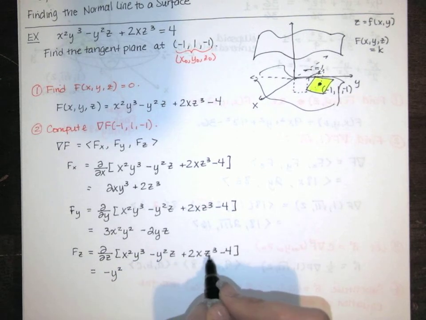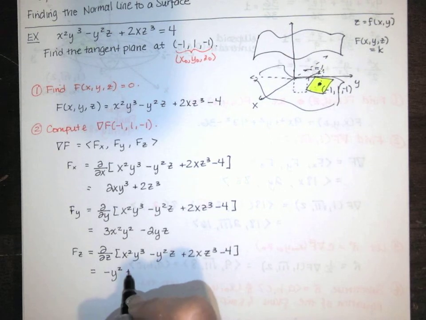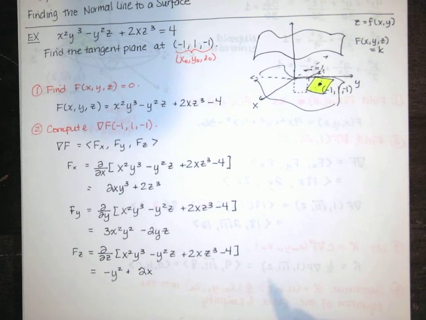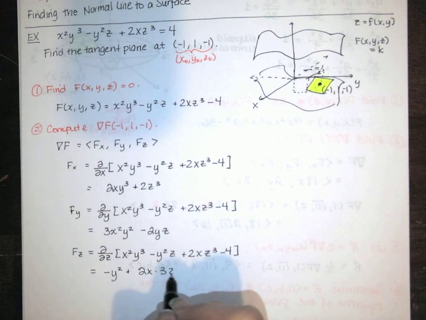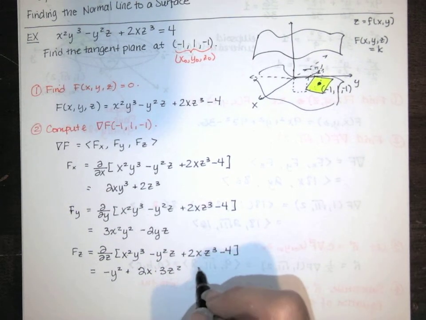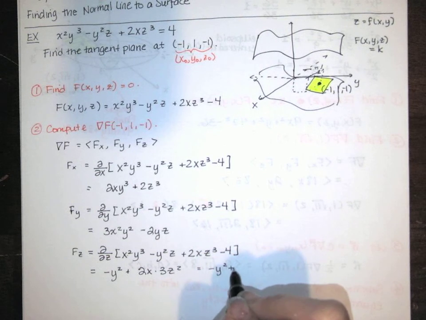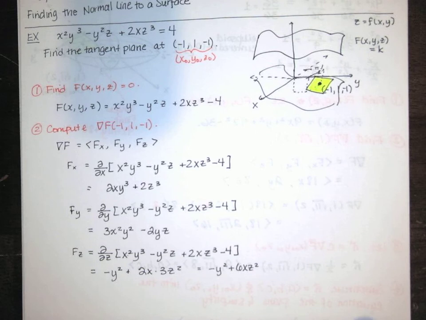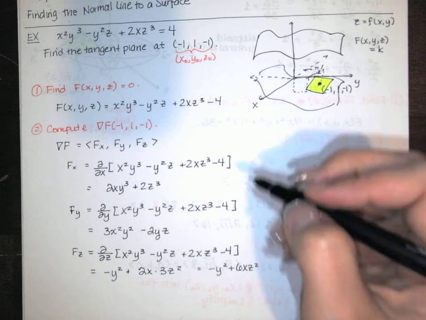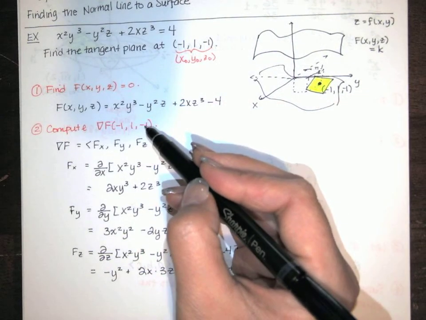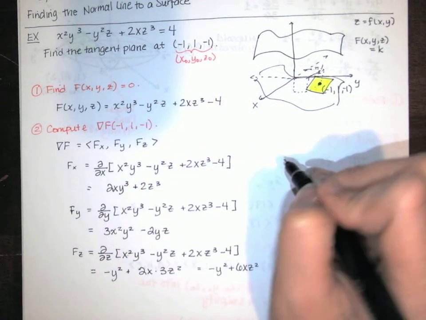And this is a constant times z to some power. So you bring your constant down, and then you multiply by the derivative of z cubed. That's just 3z squared. And the derivative of -4 is, of course, 0 with respect to z. So we have -y squared plus 6xz squared. Now those are the components of our gradient vector in general. And if we want those components evaluated at -1, 1, -1, we just substitute those in over here.